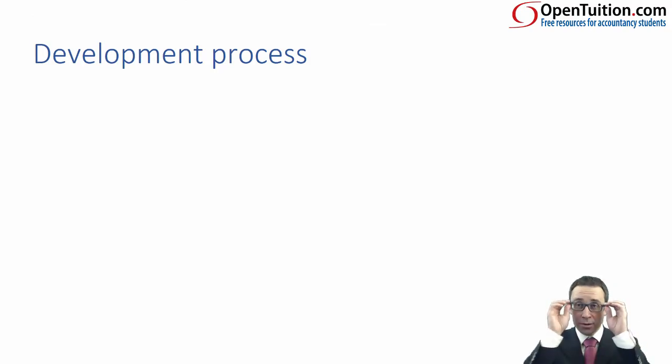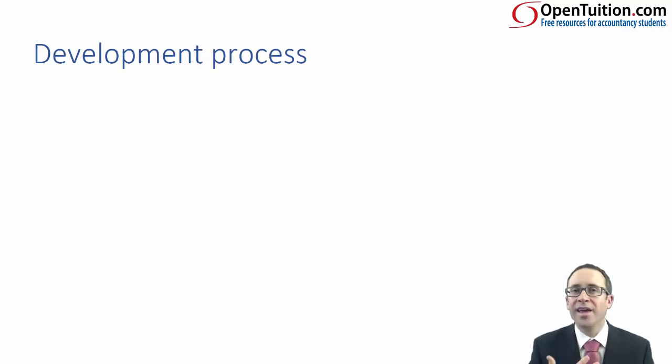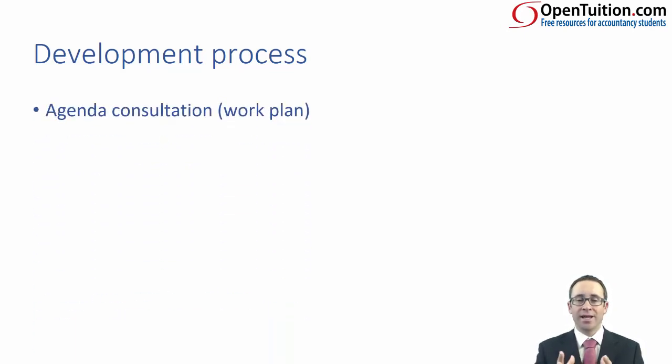The second bit of our process was making sure that we understood the development process and how it all pieces together. It looks quite long. It's ridiculously long, and we shall demonstrate and highlight that in a moment. But what you have there, first of all, is an agenda consultation. So the IASB, the International Accounting Standards Board, have a work plan. You can have a look at it on the internet. Put IASB work plan into an internet search, and it will take you directly there. And that will show what currently the IASB are working on.